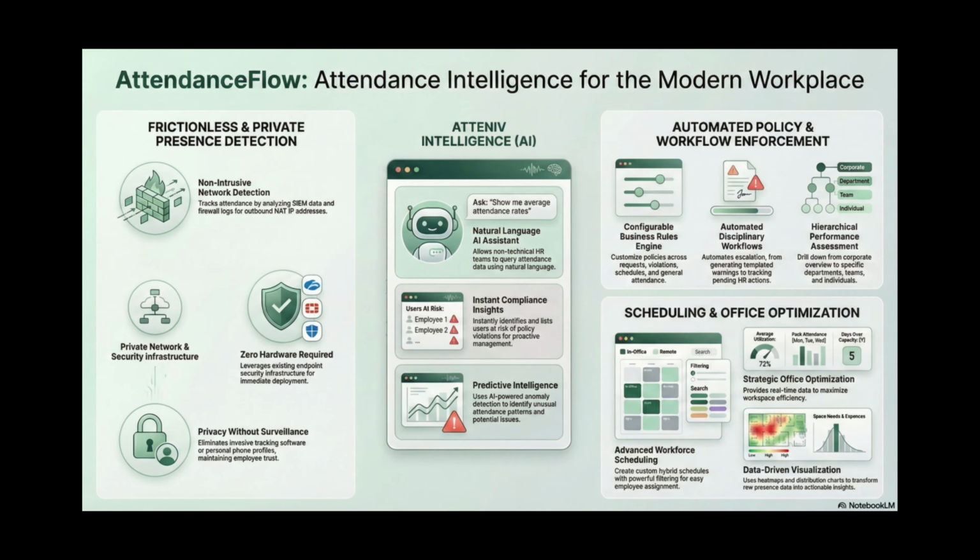All of this is supported through a deeply integrated AI feature called Atteniv Intelligence, which is an AI-powered assistant that allows managers and HR teams to use natural language questions, such as what is the average attendance rate for all offices, to gain instant data-driven insights.